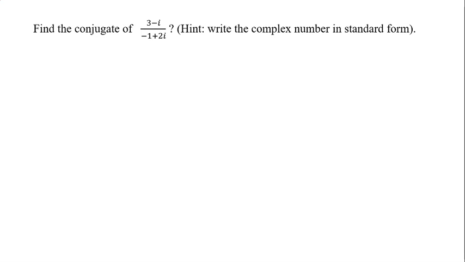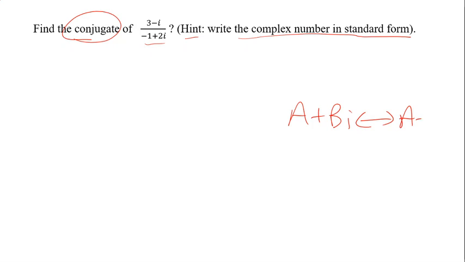Okay, let's do this exercise. Find the conjugate of (3 minus I) divided by (negative 1 plus 2I). And it says hint: write the complex number in standard form. Okay, first, let's write it in standard form. So let's remember what a conjugate is. If A plus BI and A minus BI, they are conjugates of each other.